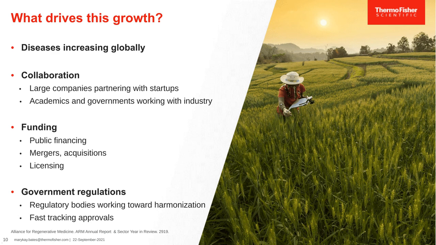And finally, and maybe most importantly, government regulations are becoming easier as regulatory bodies work toward harmonization across the globe. So that provides confidence to companies so that they know they can work to the same standards regardless of what region or country they're looking for approval in. And governments are also fast-tracking approvals, and we're seeing that not just with vaccines, but also with some cell therapies. Obviously, safety and efficacy are paramount, but we can speed some of the documentation processes and some of the review processes as we've seen with the vaccines, at least in the United States and Europe.